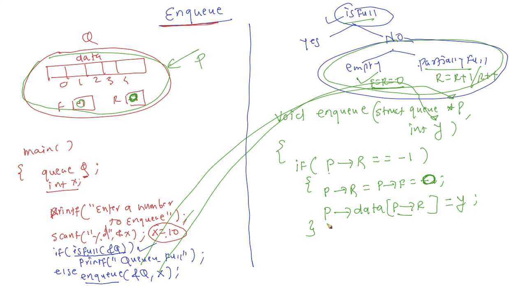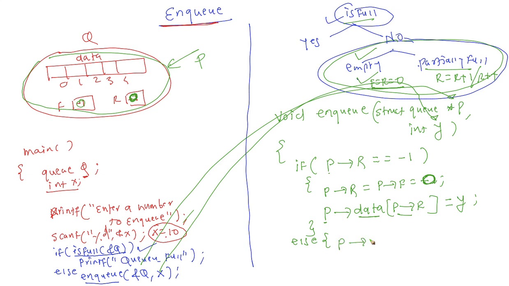That's it. So p, name of the pointer, arrow operator. I want to access the data array. That's why data. Inside the data array, which location? That is the r location, right? So this is how the first situation will be handled when the queue is empty. Else means the queue is partially full. So what will I do in this case? I'll simply increment r by 1.